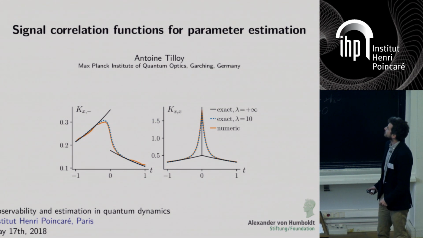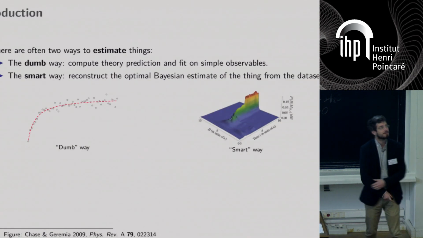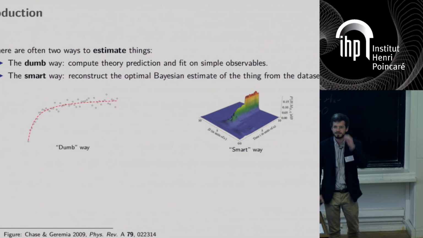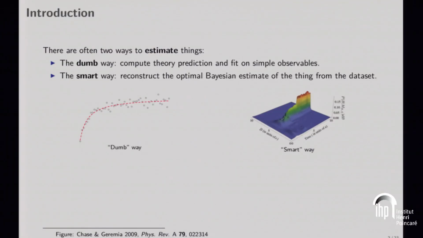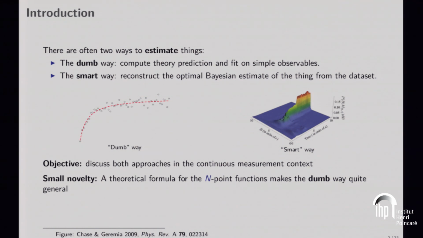Okay. So let me start by explaining that I think in general there are sort of two ways to estimate things. There is a dumb way, and it's not a negative thing here actually. You compute the theory predictions, and then you fit these predictions on simple observables that you are able to compute. And there is a smart way, which is that you really reconstruct the optimal estimation of the thing you do not know from the whole data set. And the objective of this talk is to discuss these approaches in the context of continuous measurement and how they allow to estimate parameters in different ways.